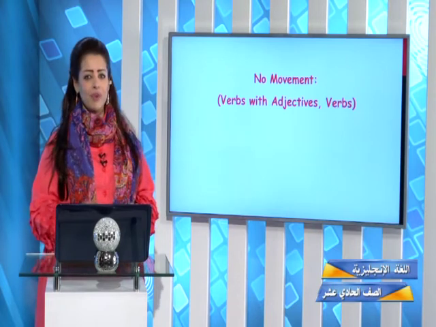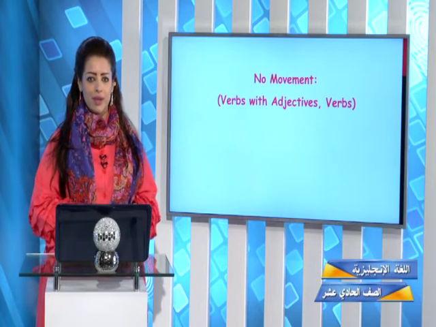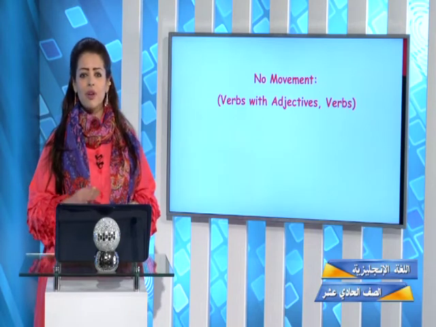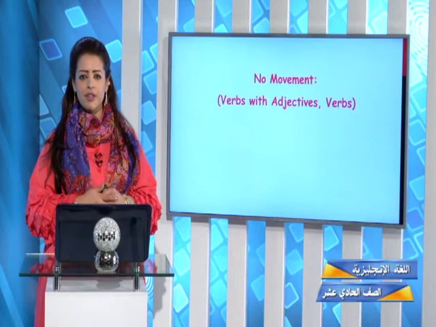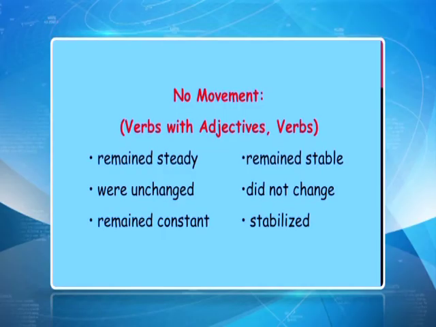Okay, now we've gone through the verbs which go up and the verbs which go down. What if there is no movement or no change? What verbs do we use? Remained steady, were unchanged, remained constant, remained stable, did not change, and stabilized.